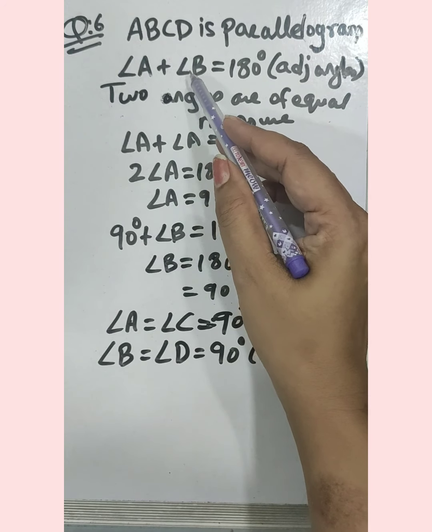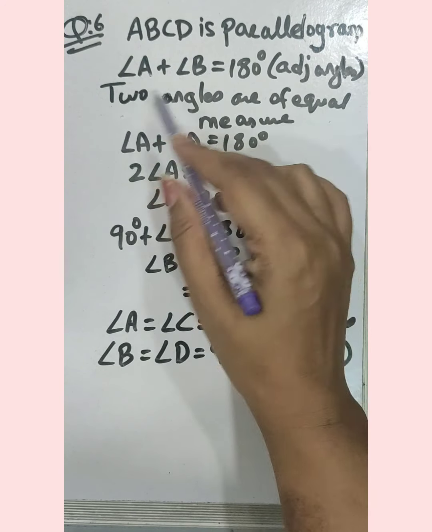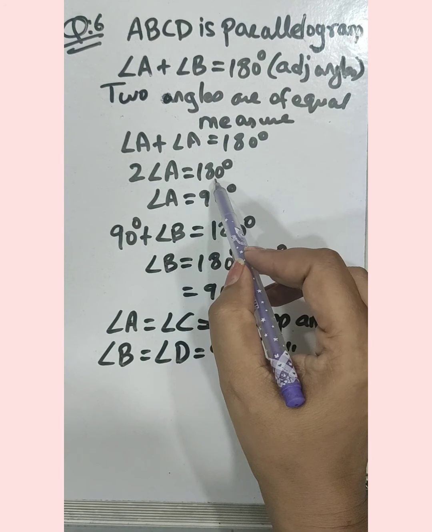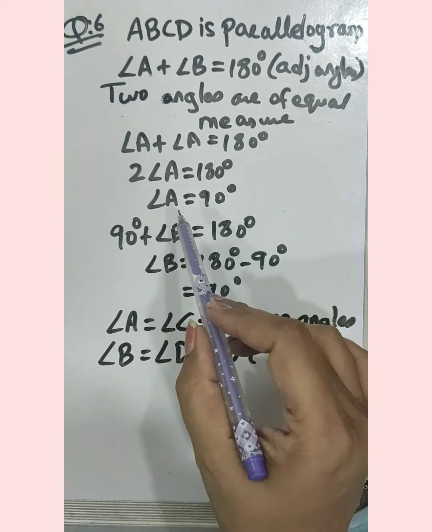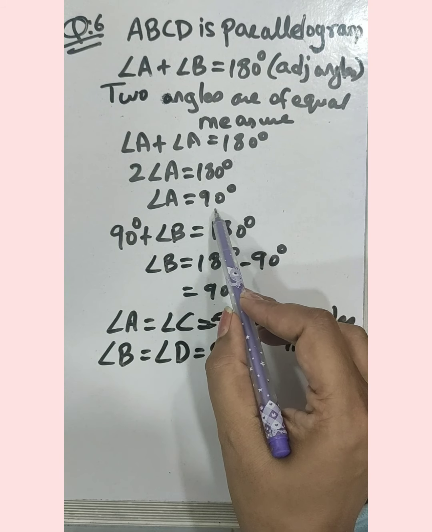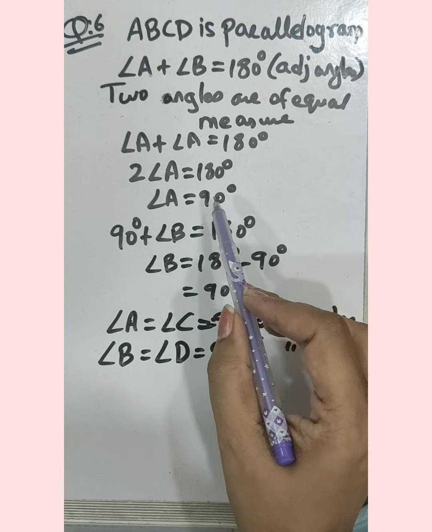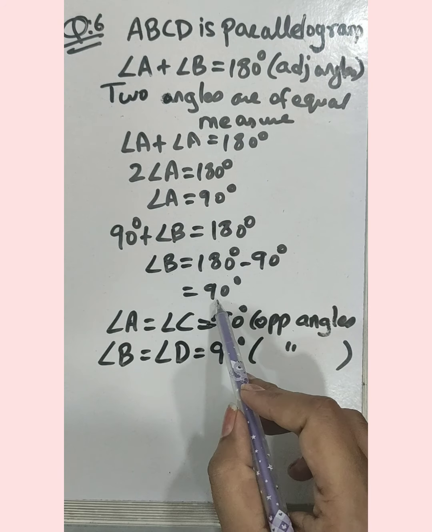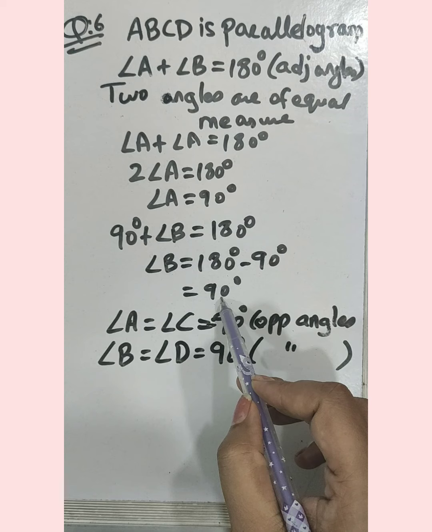So I can write, instead of angle B, I can write angle A as both are equal. So I'll get 2 times angle A is equal to 180. So my angle A is going to be 90 degrees. Now if angle A is 90 degrees, I can put that value here and I am going to get angle B also 90 degrees as both are equal, right?